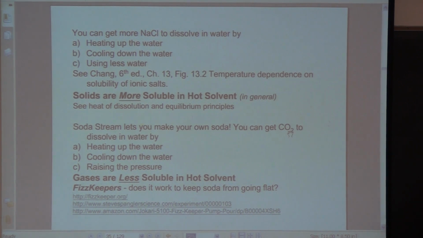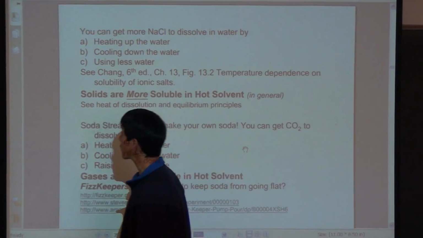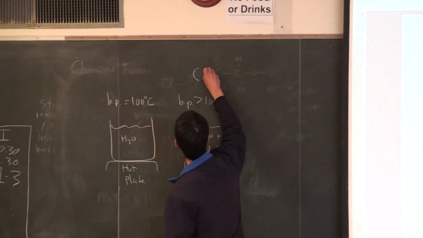Okay, so when you make soda or carbonated water, you've got to get carbon dioxide, CO2, to dissolve in the water. So how can you get CO2? Would you expect CO2 to be soluble in water, first of all? No. So why would you not expect CO2 to be soluble in water? Okay, we know water is polar. Is CO2 polar or non-polar? Yeah, CO2 is non-polar. So again, we know that CO2 is non-polar because of the structure of CO2.